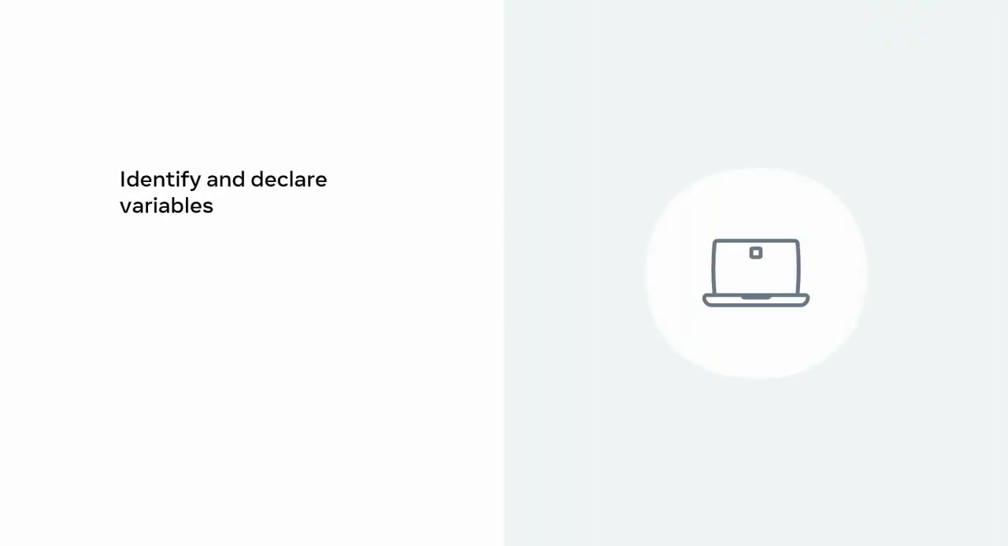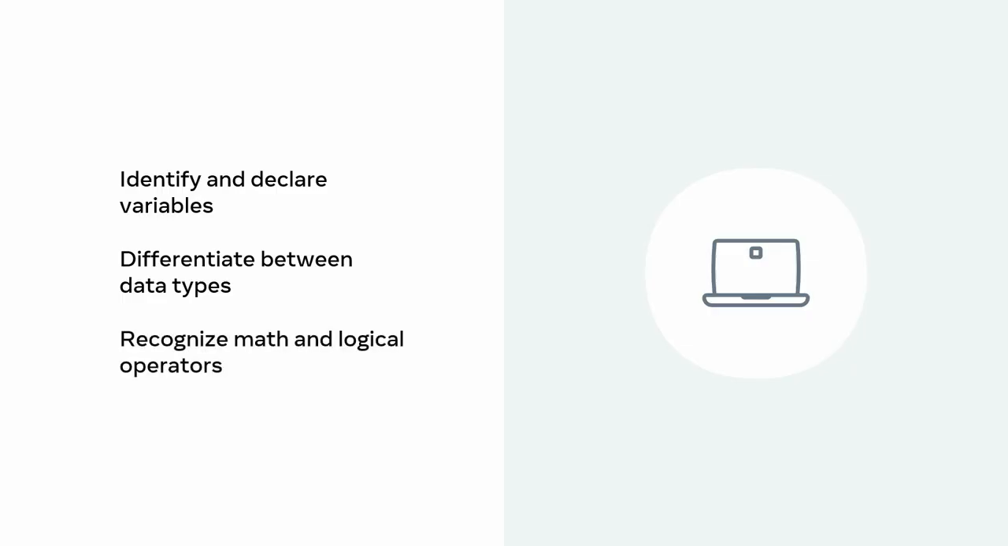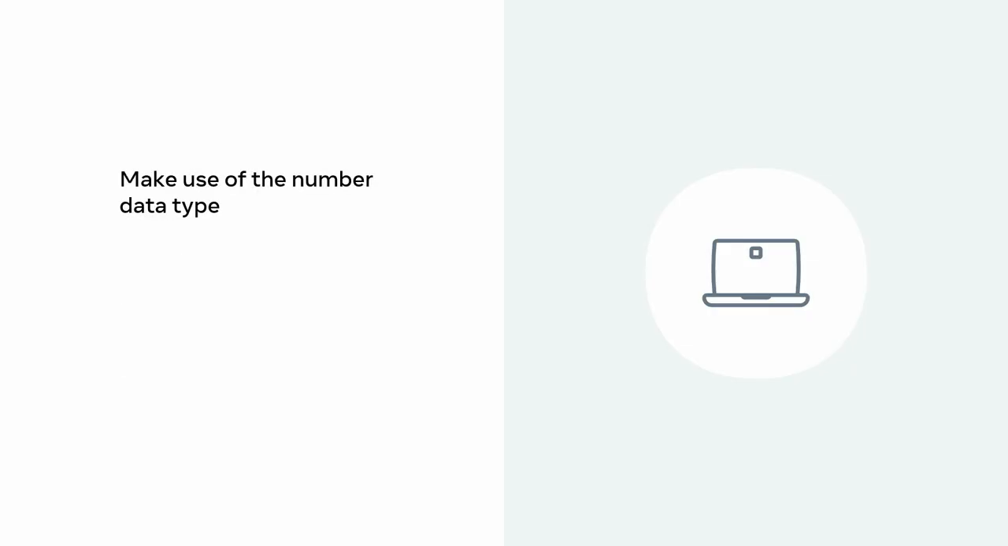As you progressed through the lesson, you encountered key concepts in JavaScript. By engaging with these concepts, you discovered how to identify and declare variables, differentiate between data types, and recognize math and logical operators. You also learned how to perform basic arithmetic using the number data type and utilize strings and booleans. In the next lesson, you explored conditionals and loops.